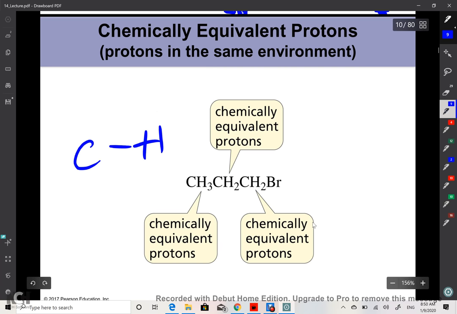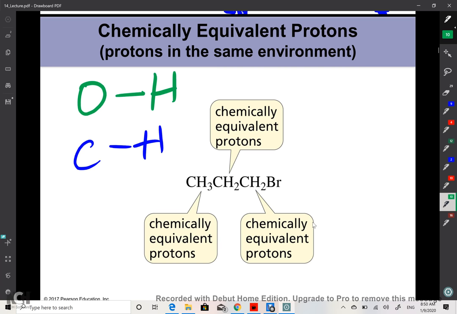Let me use different inks so that I'll be using colors to explain stuff. So, we'll technically say the green proton is in a different environment from the blue proton. The green proton is next to an oxygen, the blue proton is next to a carbon. Those are different environments. And so that comes down to the notion of chemically equivalent protons. Remember, proton means hydrogen. Protons are said to be chemically equivalent if they are present in the same environment. Does that make sense? If they are present in the same environment, we say they are chemically equivalent, and they will have the same NMR signal. Is that okay? So chemically equivalent protons have the same NMR signal.